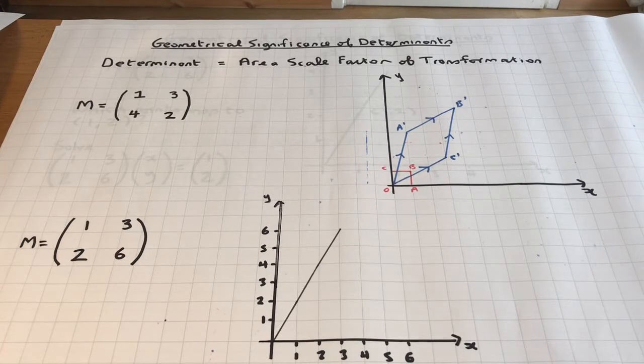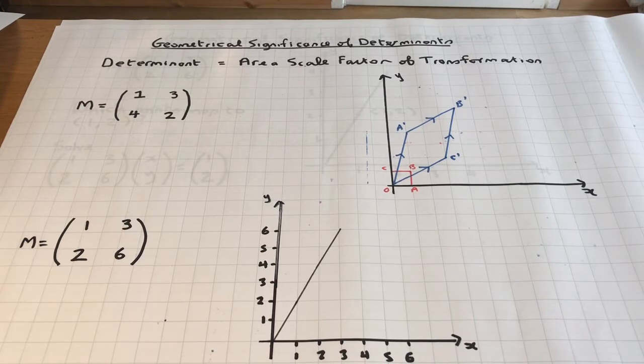So this is the second video on the geometrical significance of determinants. In the previous video, we talked about the fact that the size of the determinant, in the example that we did, showed that if you work it out, its size gives you the area scale factor of the transformation that the matrix represents. But I said the word size deliberately because sometimes determinants can be negative, for example.